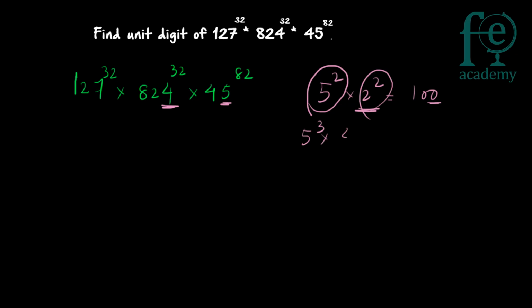5 cubed into 4 squared. 4 squared is equal to 16. So 125 into 16. There also you will get a 0 in the units digit. 6 into 5 is equal to 30 will come. So surely you will get a 0 in the unit digit.